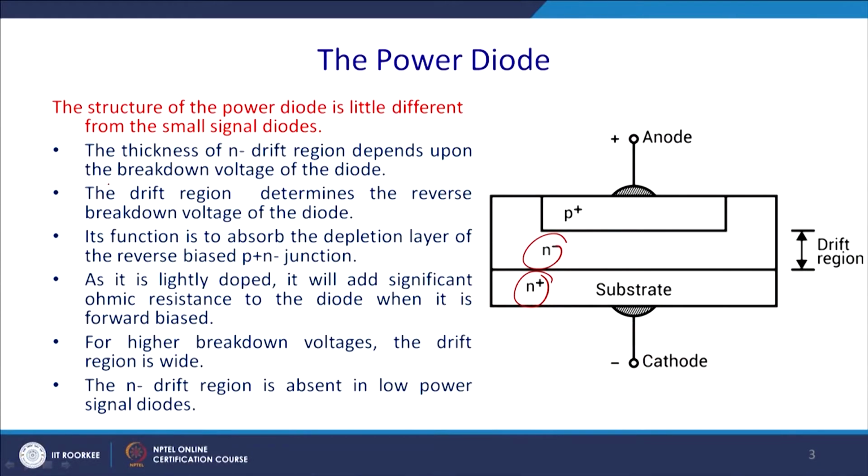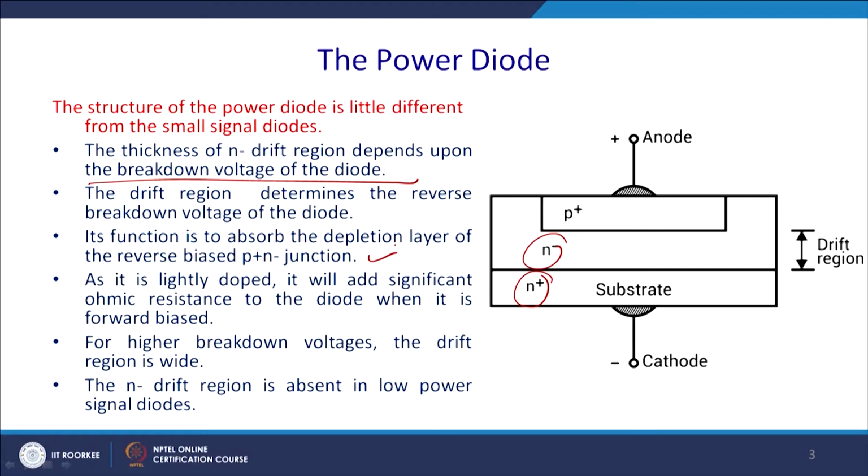Instead it will be higher, because this drift region is larger, and that gives a higher reverse blocking capability, but also a higher conduction loss. The thickness of the N drift region depends on the reverse breakdown voltage of the diode. So, this drift region determines the reverse breakdown voltage. Its function is to absorb the depletion layer when the p-n junction is reverse biased, and it is lightly doped. It will add significant ohmic resistance. For this reason, as I was saying, the drop across the diode will be higher when it is forward biased.